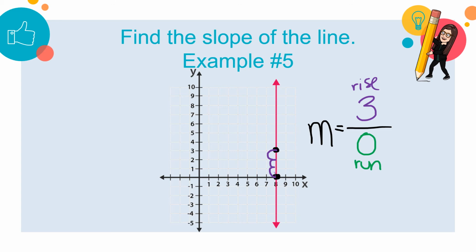But can I divide by 0? Remember my little shortcut? Is this an okay, which would be 0, or is this a no, so it'd be undefined? This is a no. So our slope is m equals undefined.